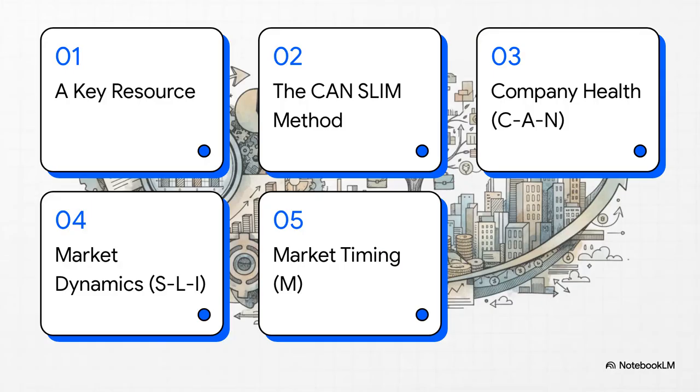So here's the game plan. We'll start by looking at a key resource that ICT himself recommends. Then we're going to break down the famous CAN-SLIM method, piece by piece. We'll start with what makes a company healthy on the inside, then we'll look at its place in the broader market, and finally, the real secret sauce, how ICT uses his unique approach for market timing.